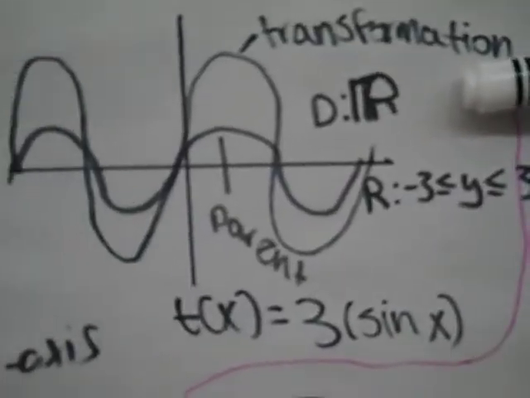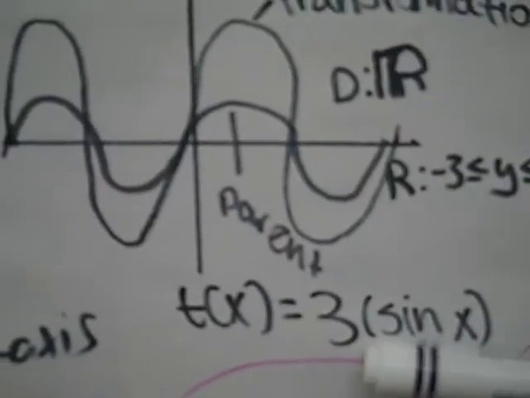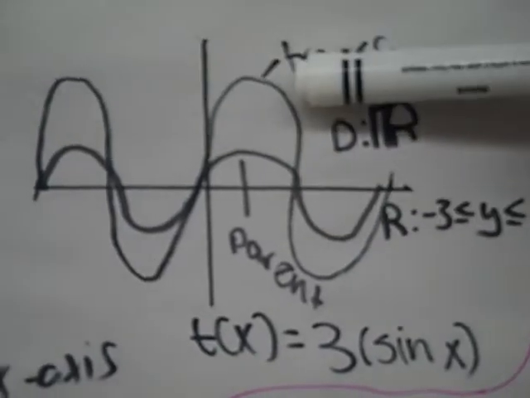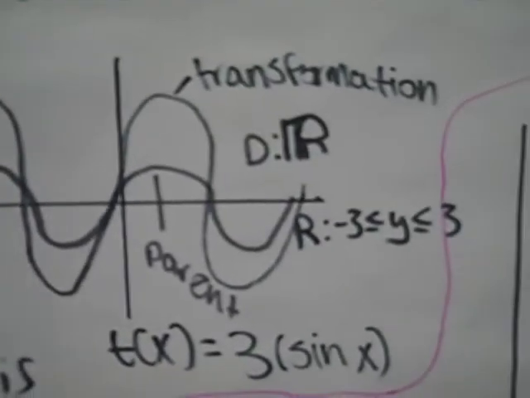In this transformation, the a is 3, greater than 1, so the parent function transforms and stretches vertically. And the domain in this is all real numbers, and y must be greater than or equal to negative 3 and less than or equal to 3.